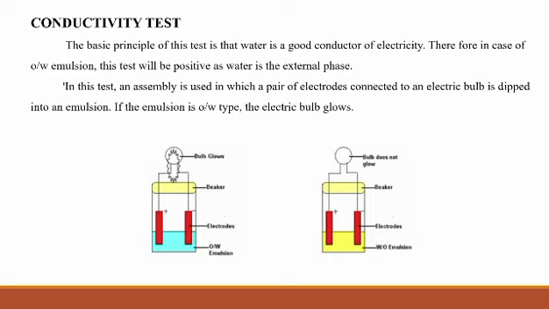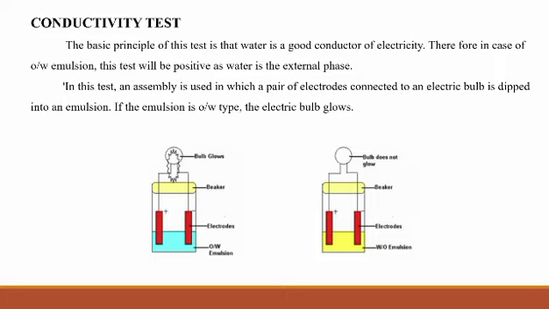With these interpretations, we can easily identify which type of emulsion it is. Which type is that emulsion? With the help of the continuous phase, we can know that water is a good conductor of electricity. So in the beaker containing an oil in water emulsion, while applying the electric current, the electric bulb will glow.